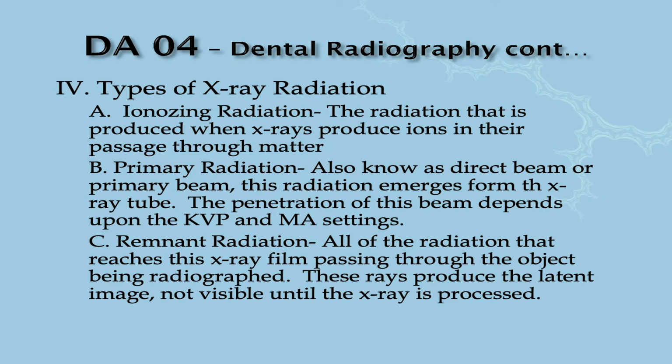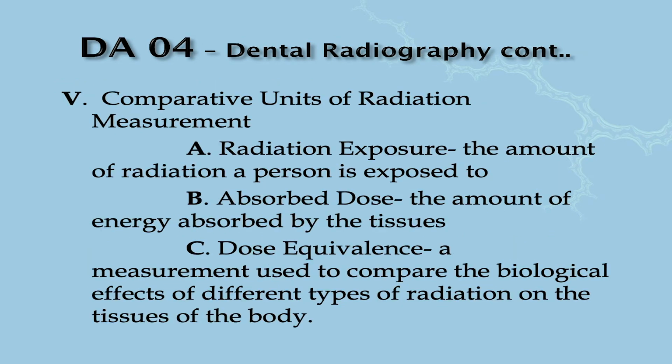Types of x-ray radiation are ionizing radiation, primary radiation, remnant, secondary, scattered, and stray radiation. Ionizing radiation is the radiation that actually produces those x-rays, and it's produced when ions pass through matter. Primary radiation is also known as the direct or primary beam. This radiation emerges from that x-ray tube and it penetrates depending on the kVp, or kilovoltage peak, and the mA, or milliampere, settings. These are all settings that you'll have on your actual control panel, and your doctor will help you know which ones to use.